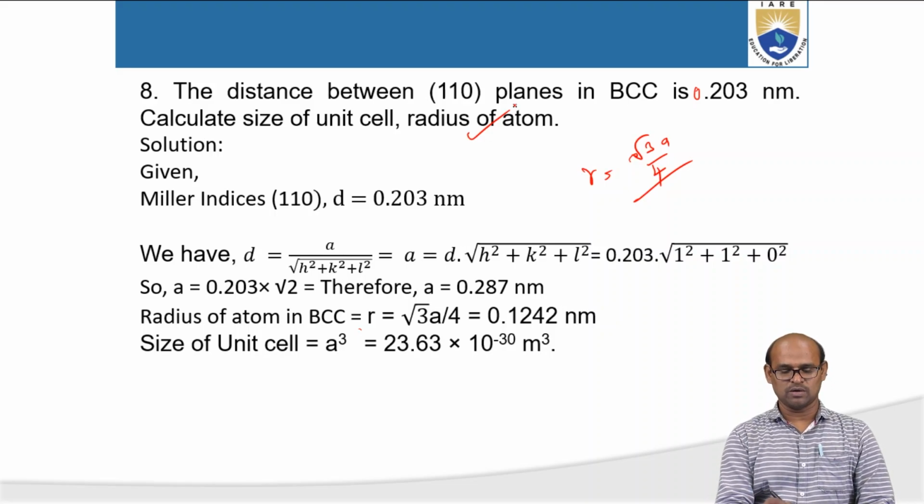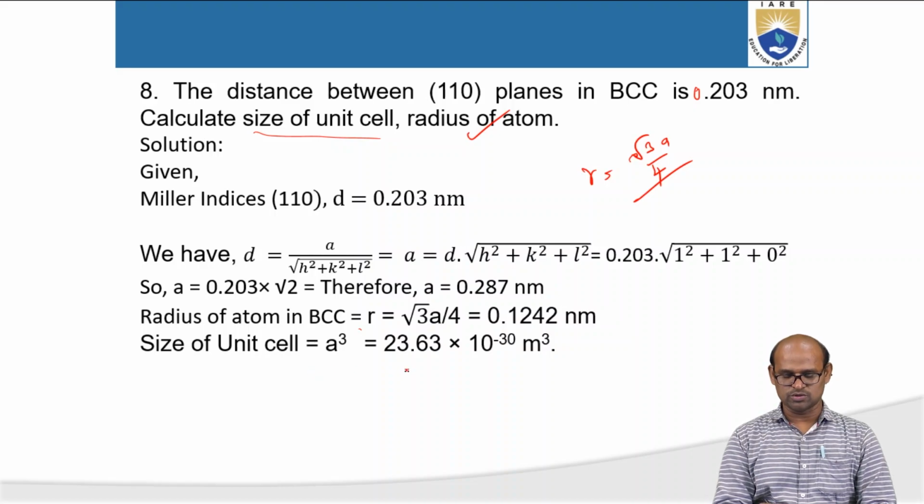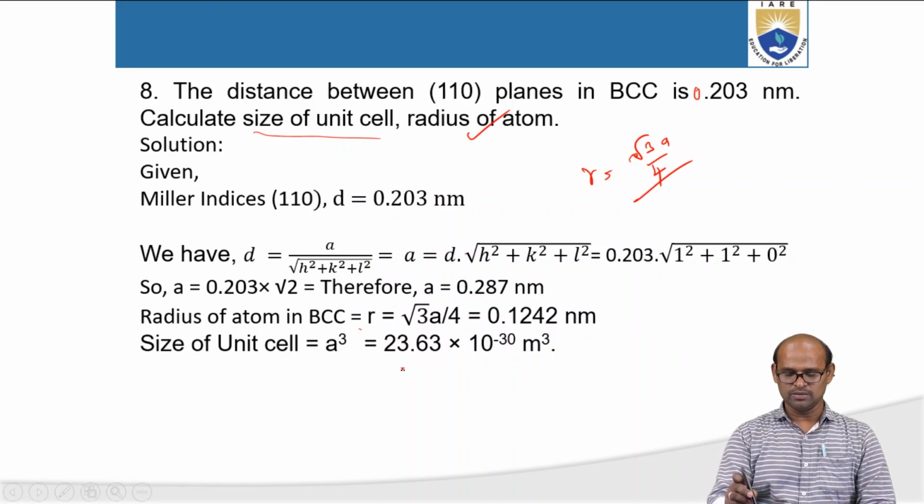Then we have calculated the size of the unit cell. The size of the unit cell is nothing but the volume of the unit cell. So the volume of the unit cell is A cube. We already know what A is, right? So then put it in the equation, and we will calculate the volume of the unit cell.